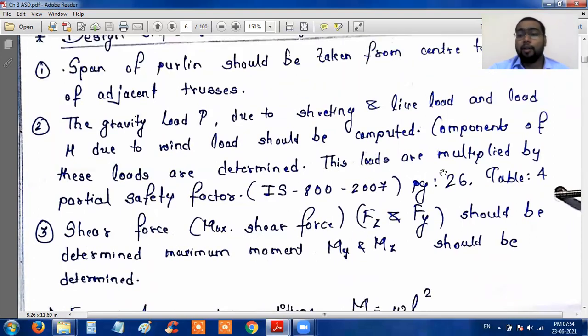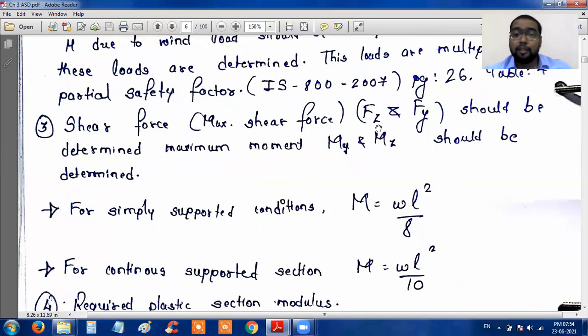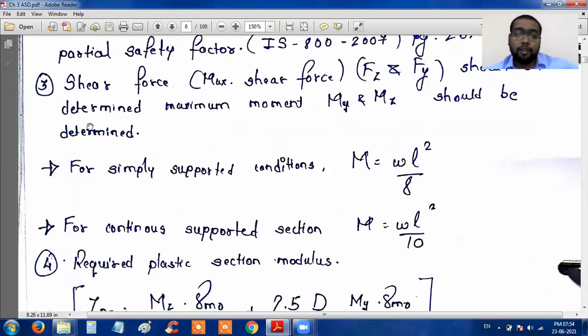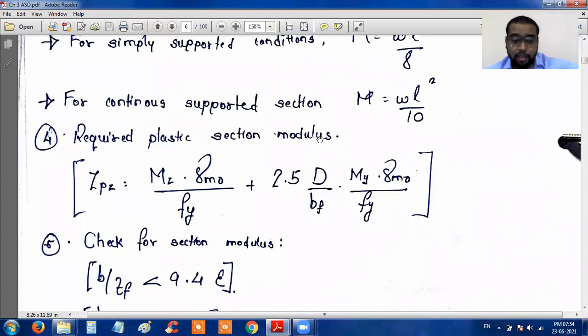Then multiply that load with the partial safety factor, that is also given on page 60 of IS 800 2007, table number 4. Then calculate the shear forces Fz and Fy, and determine the value of Mz and My from the formula W square by 8 and W square by 10. Then calculate the plastic section modulus Zpz from this formula.